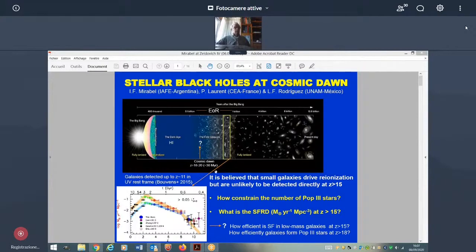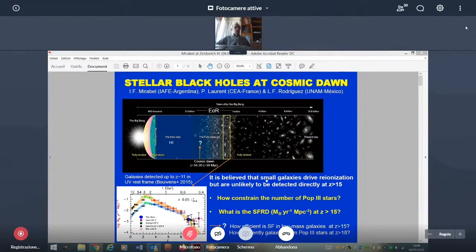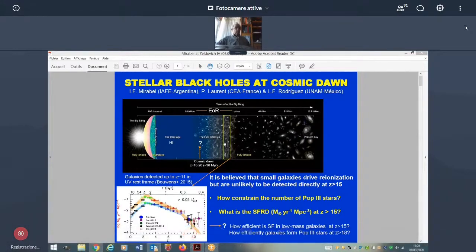The present understanding from observations with Hubble in the rest frame UV radiation from the first stars that were formed is that the reionization, now is clear, was produced by small galaxies. Small galaxies were the ones that drove the reionization. Now, with Hubble, there has been several projects to try to identify and to detect the first galaxies, but they arrive up to a redshift of about 11. This is the furthest away galaxy detected.